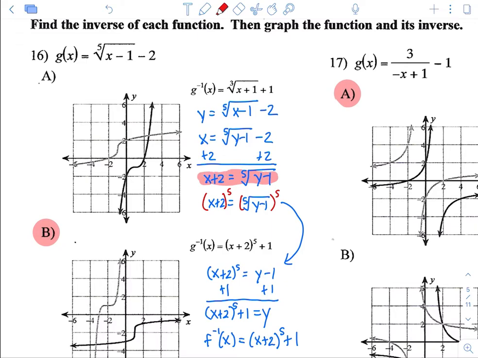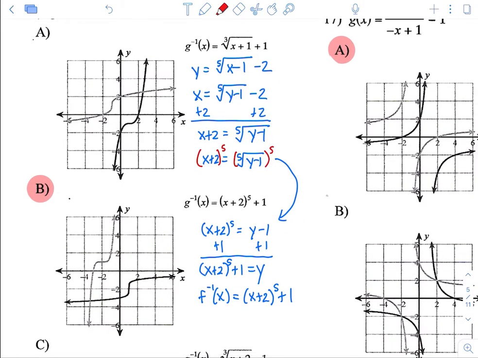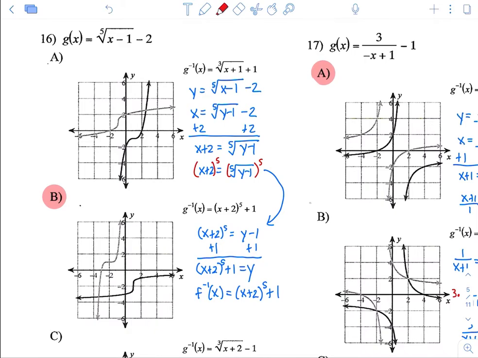Now I need to get rid of this fifth root, so I have to raise both sides to the fifth power. Those cancel. So then we get this right here. So all we have to do after that is just add 1 to both sides, and we get the inverse, which is x plus 2 to the fifth plus 1. And which one is that? And that is b.